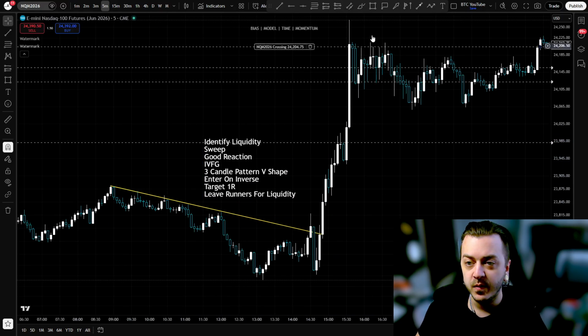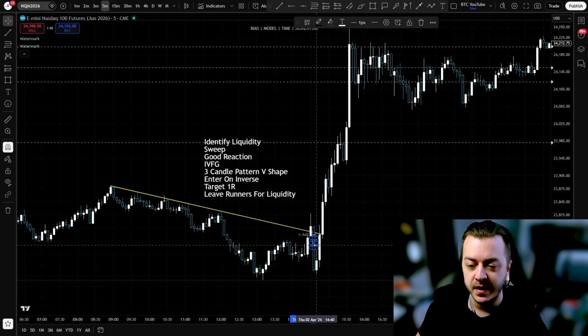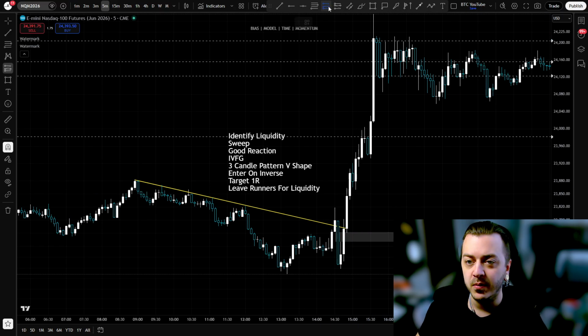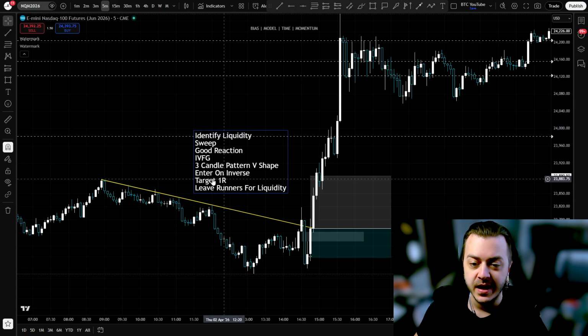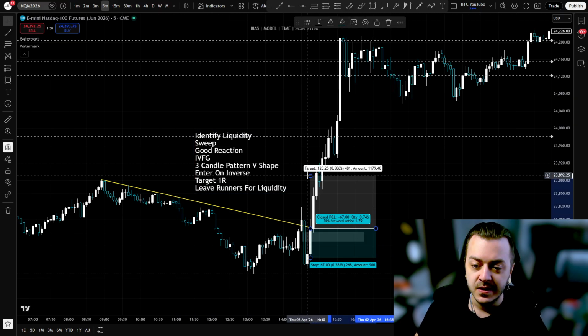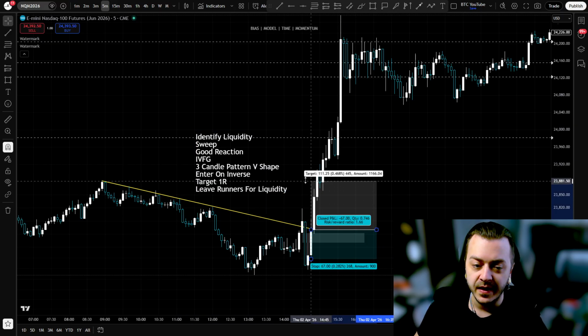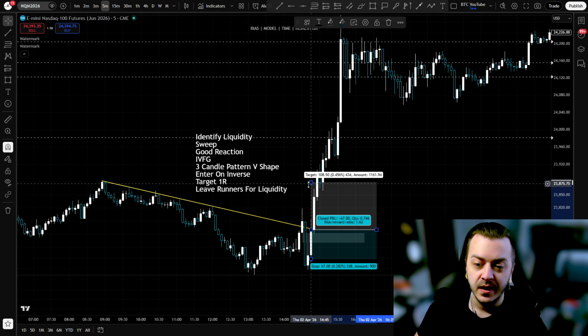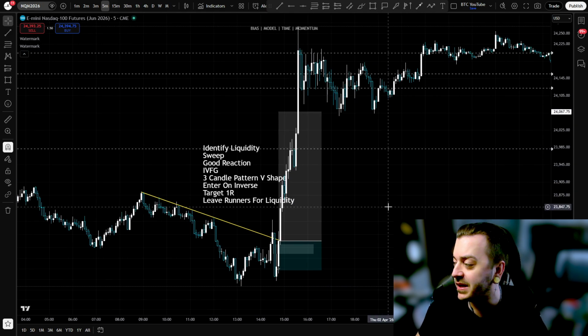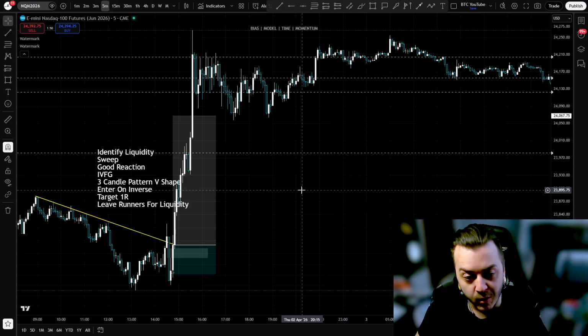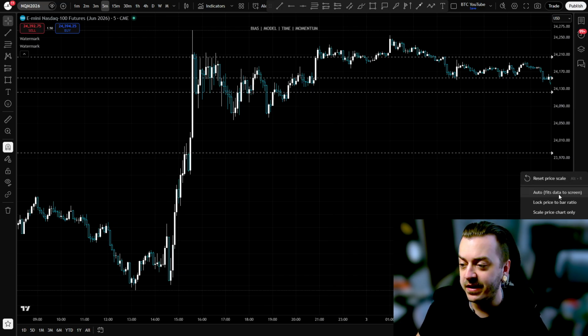We get the sweep. We've got a 3 candle pattern V shape on the 5 minute here. And we've got my target above that I'm looking to attack. And then, as you can see, this all worked out. 3 candle pattern V shape, entered on the inverse. Scaled some at 1R. And then we came up, I scaled some at the high. And then I held a runner, and it basically went all the way up for about a 4 or a 5R. Really, really simple stuff, guys. This does not have to be rocket science. This is how I trade.